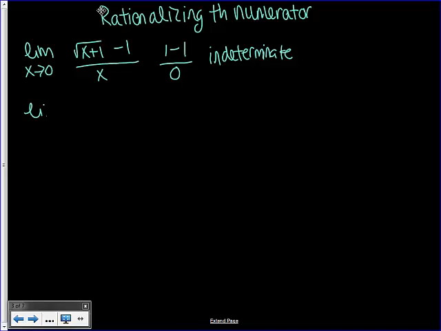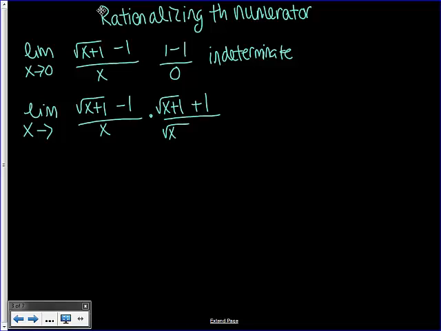So the limit as x approaches 0 of the square root of x plus 1 minus 1 over x. And we're going to rationalize the top. Because if I rationalize it, I can get rid of that nasty square root on top. So the square root of x plus 1 plus 1 over the square root of x plus 1 plus 1 again. Now, again, you have to remember, on top, we're going to be FOILing. Again, this is the limit as x approaches 0.